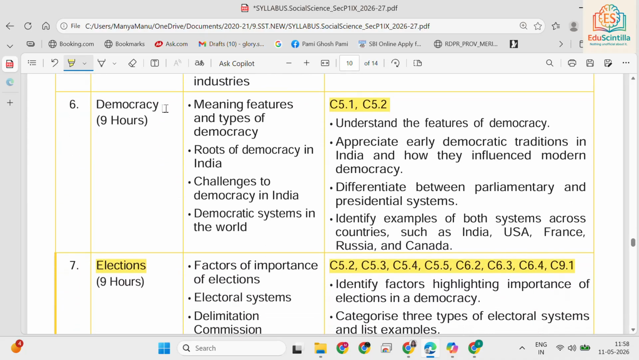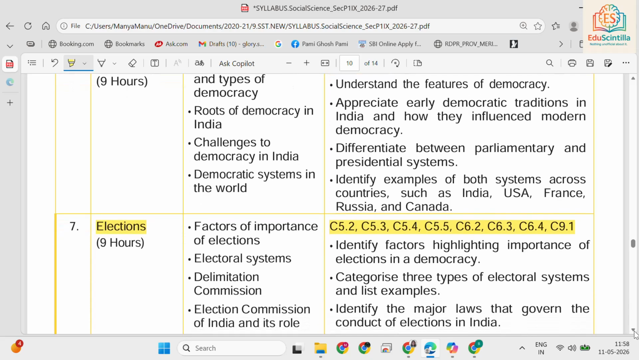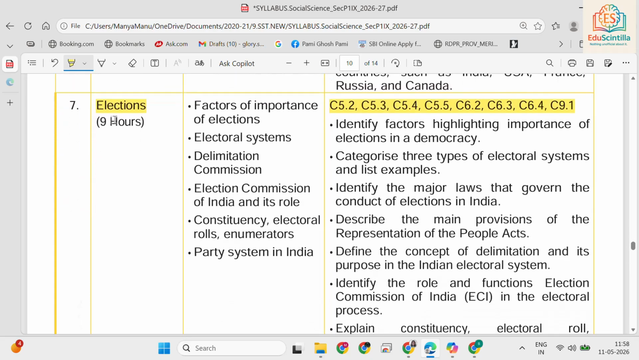Then the sixth theme is democracy, and the allocated time is 9 hours. So meaning, features and types of democracy, roots of democracy in India, challenges to democracy in India, democratic systems in the world. Then the competencies covered are C 5.1 and 5.2. Have a look at the competencies given in the previous pages.